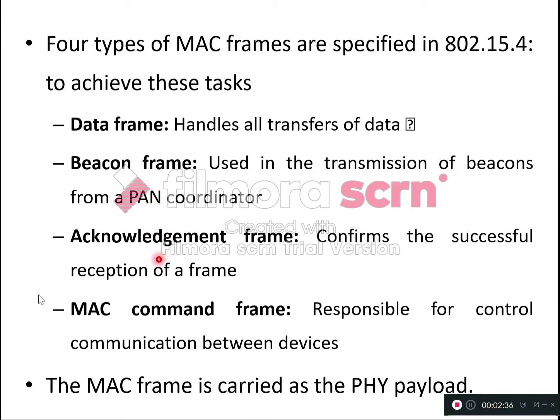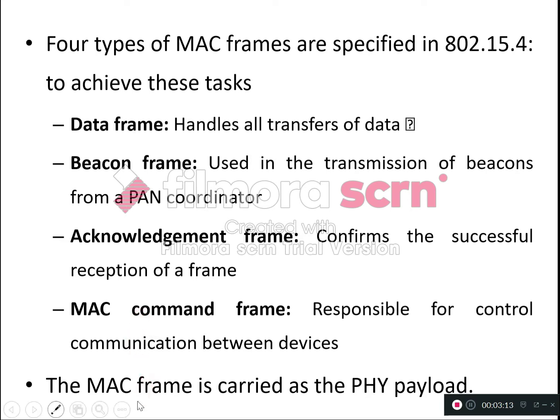Then the acknowledgement frame, which confirms the successful reception of the frame. So whenever there is a successful receiving of a frame, it will give the acknowledgement frame. So these are all the frames of the MAC layer in 802.15.4. Then also the MAC command frame, which is responsible for control communication between the devices. So these are the 4 different MAC frames which are specified in 802.15.4 to achieve the previous tasks which we have discussed.